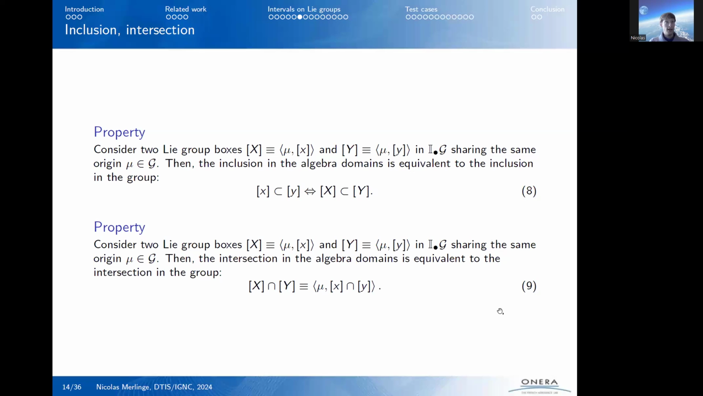We can also define inclusion and intersection properties, and we can show that there is an equivalence between the inclusion in the Euclidean space and in the group, and the same for the intersection, provided that the two boxes share the same origin in the group.